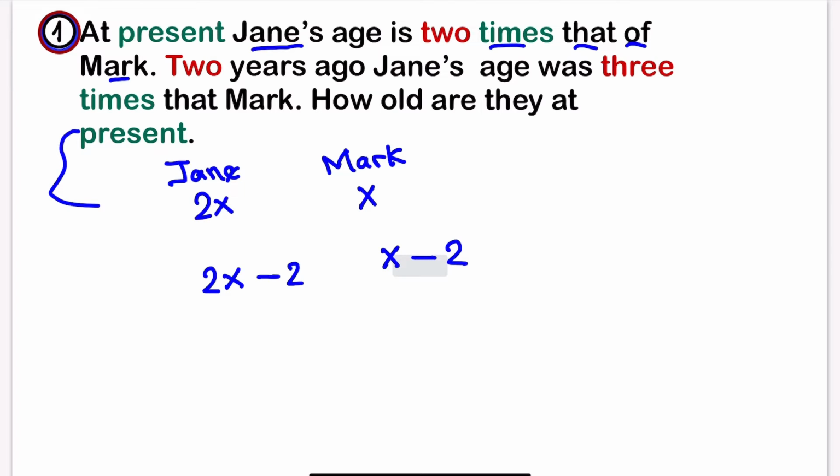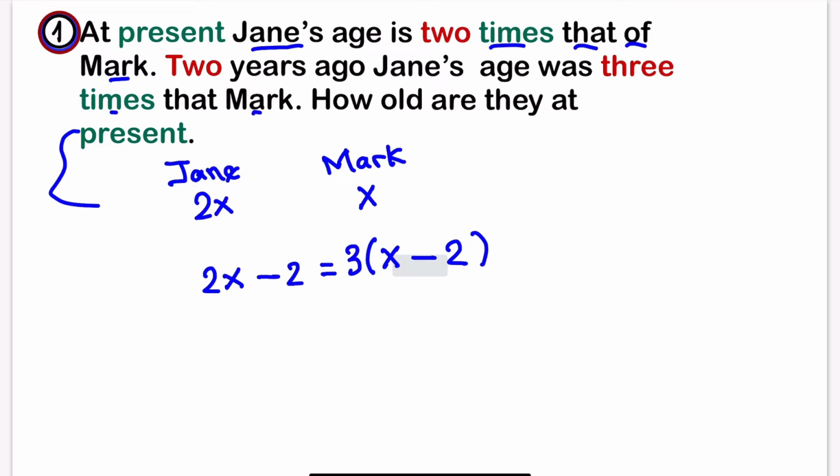So 2 years ago, Jane's age was 3 times that of Mark. Jane's age was equal to 3 times that of Mark.